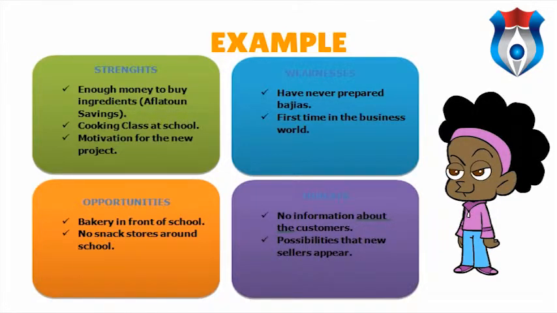Let's see their SWOT analysis. Strengths: enough money to buy ingredients from long-term savings, and a cooking class at school, which is the motivation for the new project. Weaknesses: have never prepared bhajiyas.